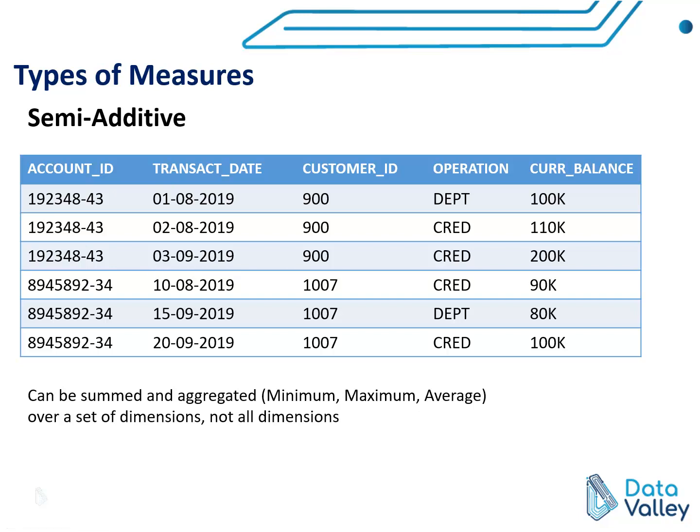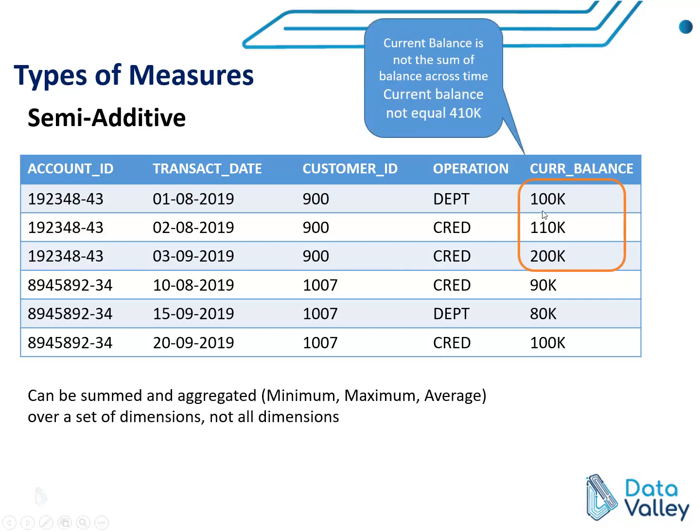In a banking system, one customer can have multiple accounts. So that's why we have account ID and we have customer ID. Our semi-additive measure here is current balance. I cannot say that the total balance available now for customer ID 900 under this account is 410K, because we cannot sum or aggregate this measure across customer ID and account ID because it's not logical.